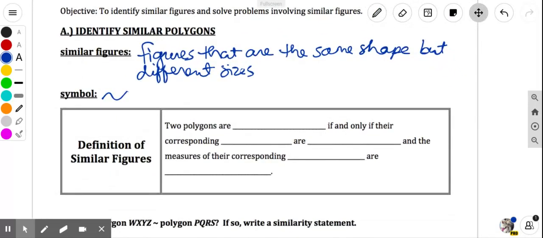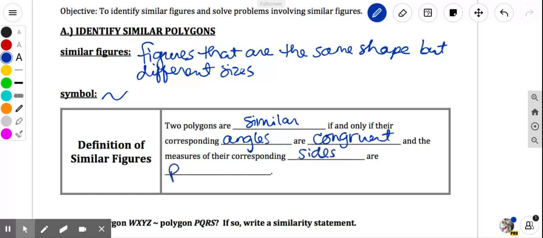And then here's the formal definition of similar figures. So two polygons are similar if and only if their corresponding angles are congruent. So all the angles have to be the same. This is why angle didn't work for congruency. Angle is technically, if the angles are the same, the figures are similar in a triangle. Anyway, we'll get to that next time. So it says two polygons are similar if and only if their corresponding angles are congruent and the measures of their corresponding sides are proportional.